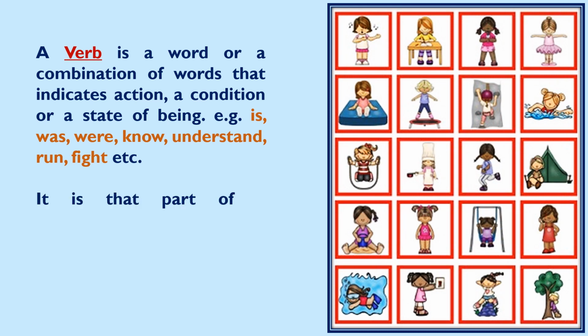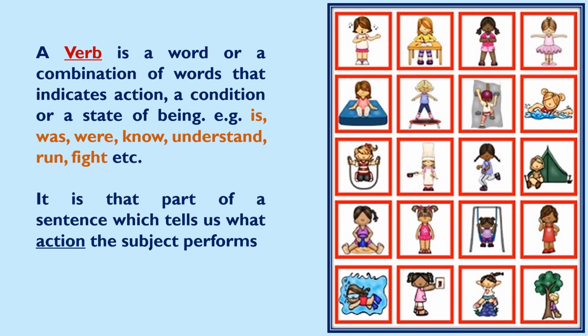Now, a verb is that part of the sentence which tells us what action is performed by the subject, and it is very important. It is the most important part of speech because no sentence can survive without a verb. To say that it is a sentence, it has to have a verb.